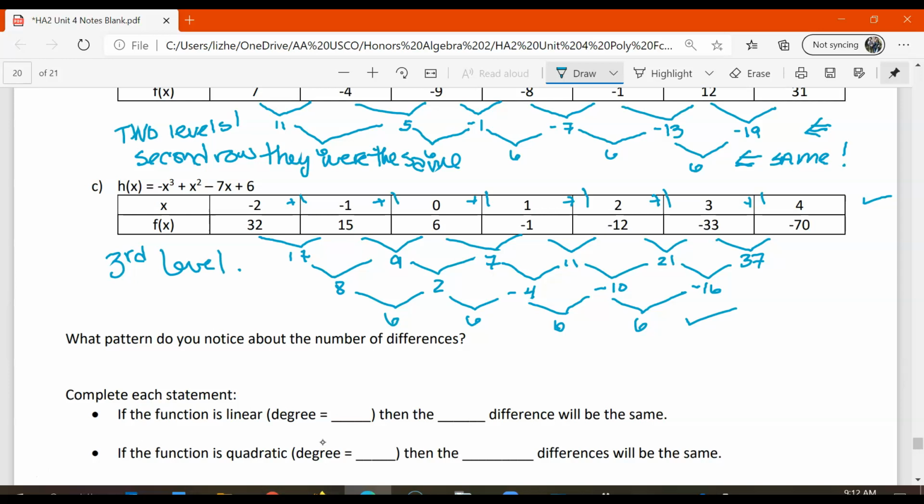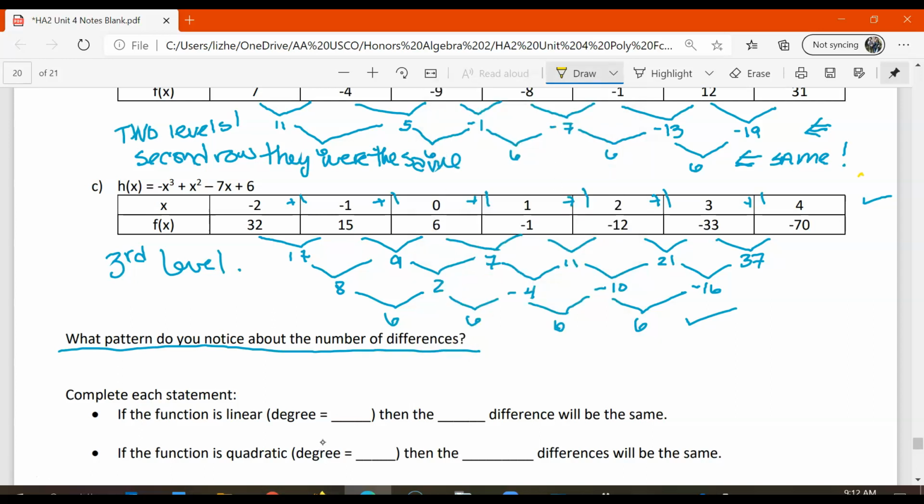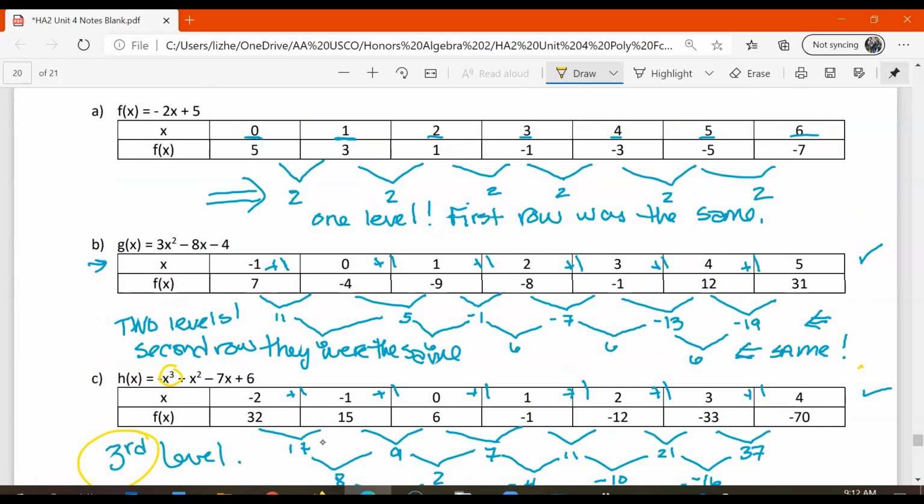And so what pattern do you notice about the number of differences? Well, this one right here was a third level, and this is a third degree. This one above it for B was a second row or second level, and it's a second degree. One level, first degree. Isn't that kind of cool?